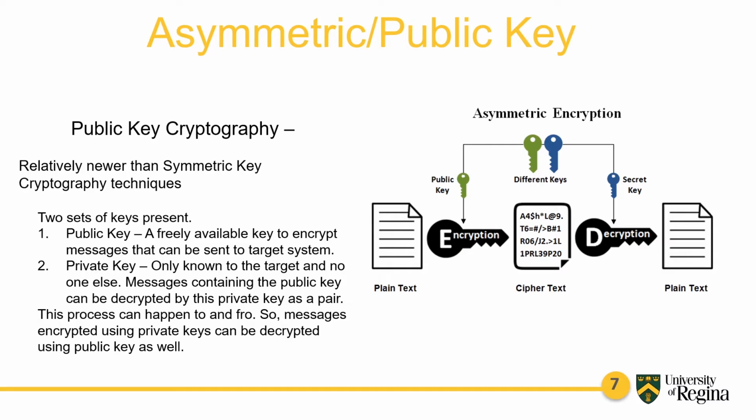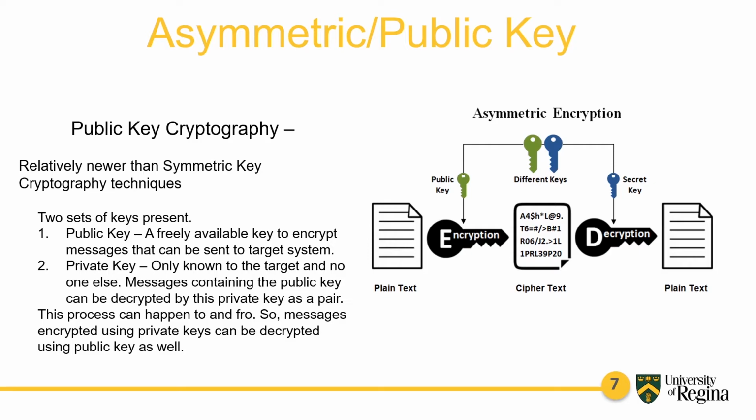This process can happen to and fro. So messages encrypted using private keys can be decrypted using public keys as well. In this approach, we use the public key to encrypt the message meant for the receiver. The receiver then receives this encrypted message, which can only be decrypted by the secret, private key of the receiver. If someone other than the receiver is trying to decrypt this, then he or she wouldn't know the private key and as a result wouldn't be able to decrypt the message back into its original form.